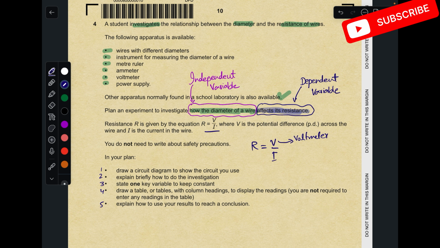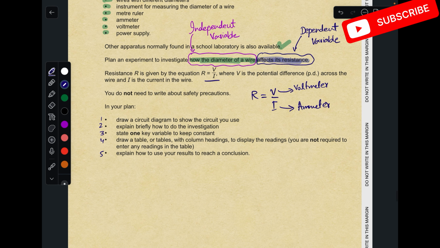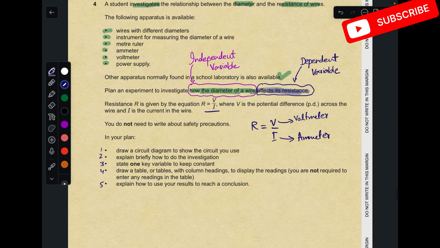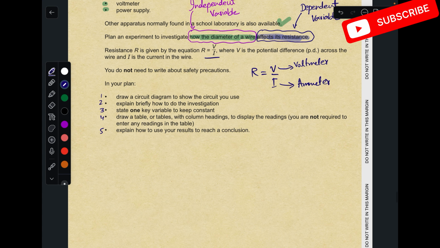So you need a reading of the voltmeter and a reading of the ammeter. This formula also shows what will come in the table as well. So you have to draw the circuit diagram. First, let's start with the power supply, so let's draw the power supply here. This is the power supply. You can draw the battery as well, and this power supply should have an ammeter installed in series, and there you have to place the wire.